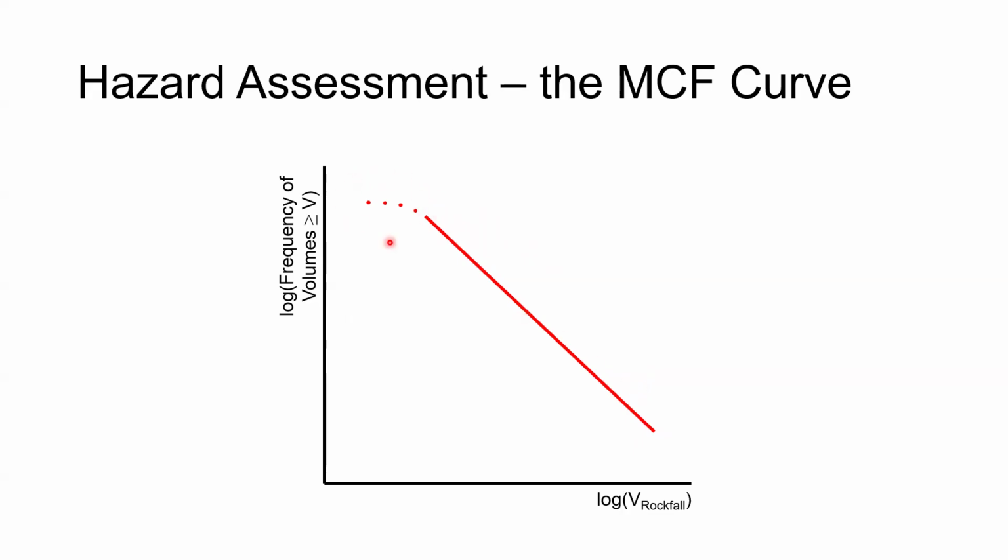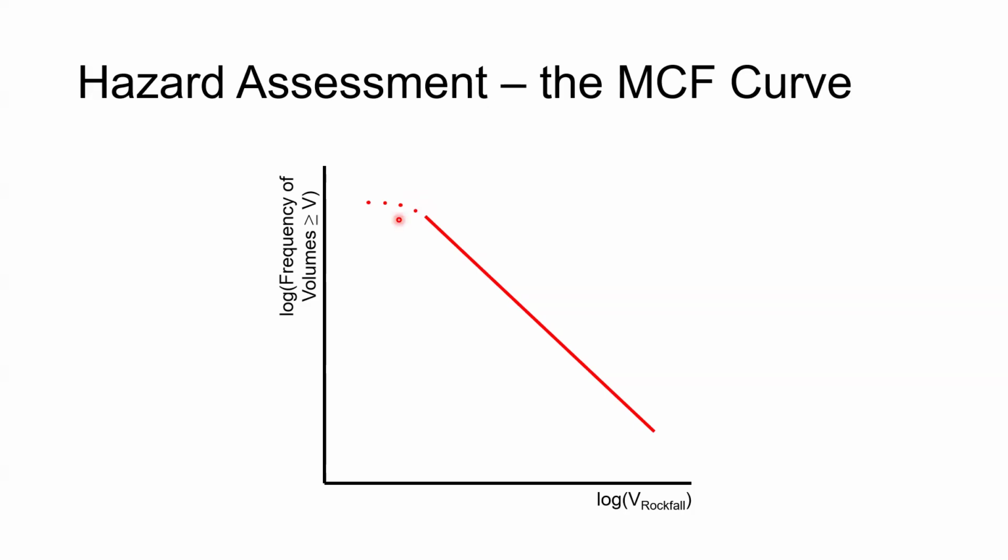But at the smallest volumes, we tend to have what's called a rollover effect, where there's a deviation from linearity in the log-log space. That's typically interpreted to be associated with the fact that over a certain range of volumes, we are able to identify some of the rockfalls that happen, but not all of them. Basically, this is a gray zone for our resolution. Below here, we don't identify any rockfalls. Above here, we identify all the rockfalls, and in here, we're identifying some of them.